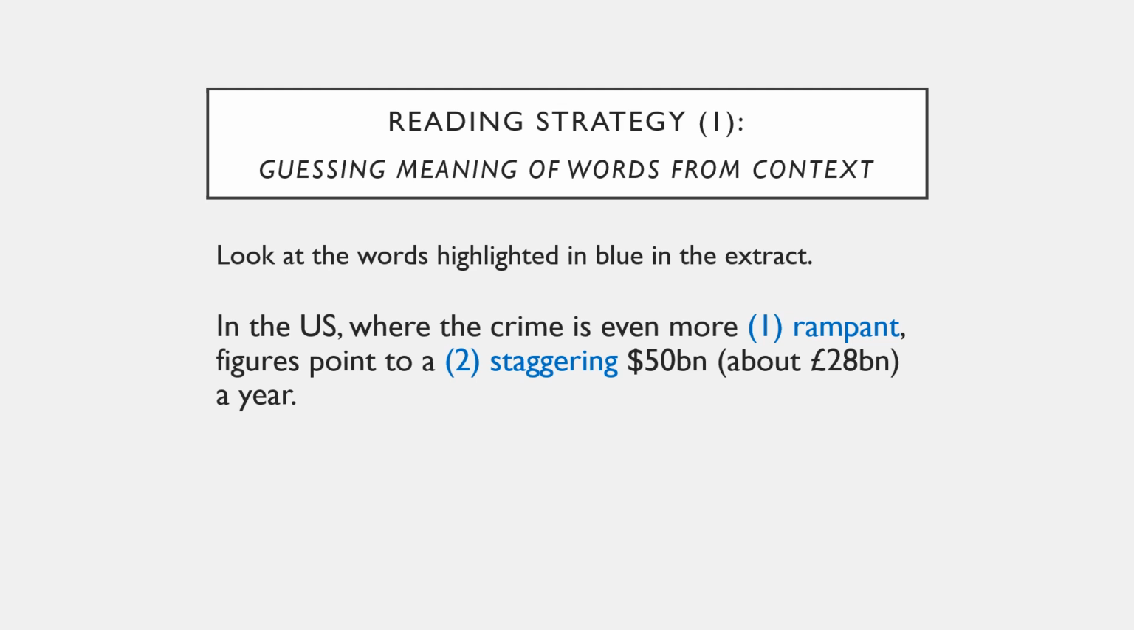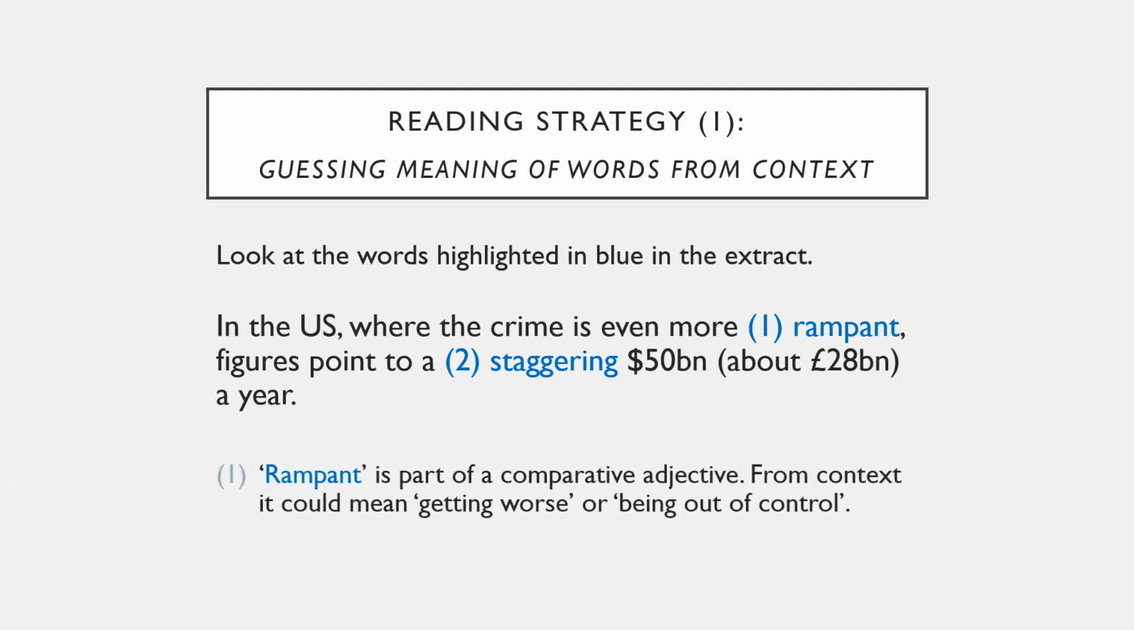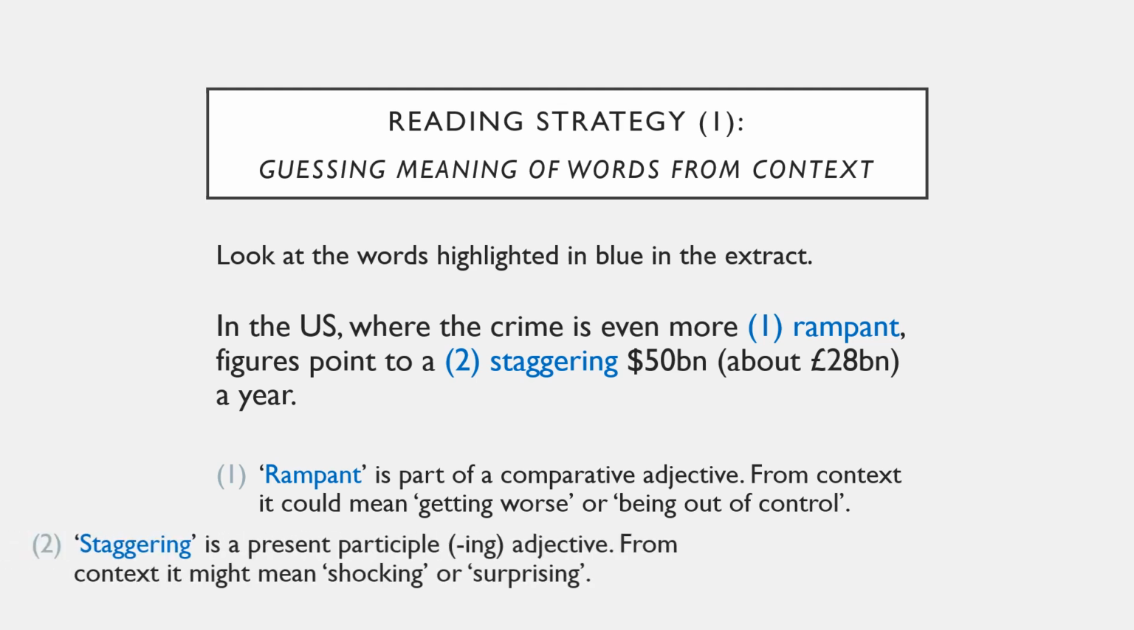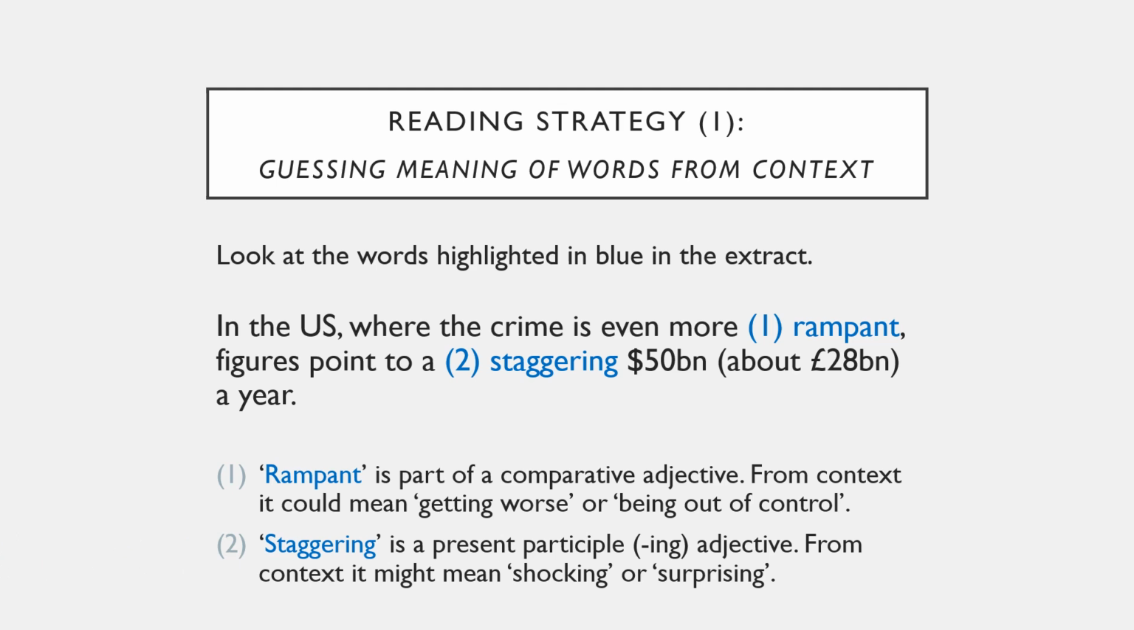Well, we can see from the word more that rampant is being used as part of a comparative adjective. From the context, it looks like it means getting worse or being out of control. Next, we can see that staggering is a present participle adjective. From the huge numbers being talked about in the sentence, it looks like it might mean shocking or surprising.